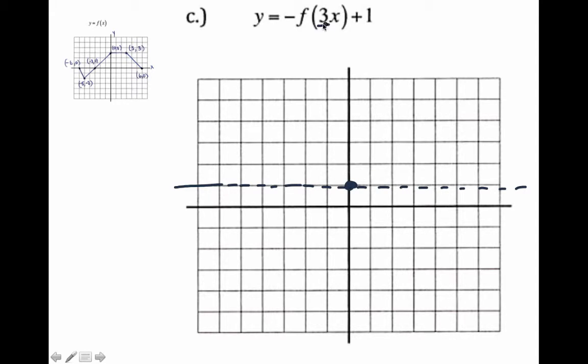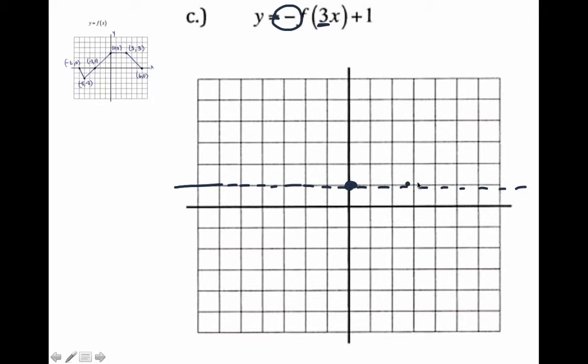The 3 does the reverse inside to x. So if it was a 3 out here, we'd multiply the y's by 3. But when it's a 3 in here, we divide the x's by 3. So all those x coordinates get divided by 3. And then the negative out here flips them down.